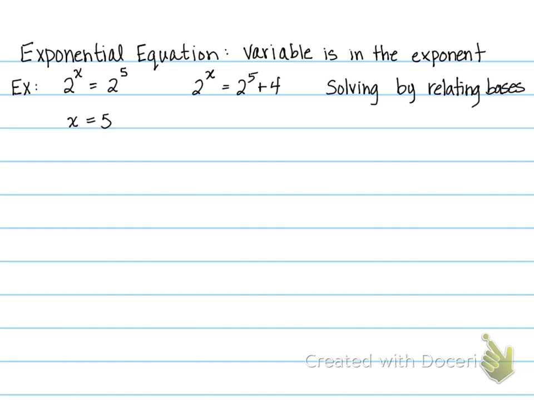make both sides exponential expressions. So even though I could write the 4 as 2 squared, 2 to the 5th plus 2 squared can't be combined as 2 to a single power. So I have to be able to write both sides as a base raised to a power without anything else going on outside. So because of that addition, I can't solve using relating the bases.